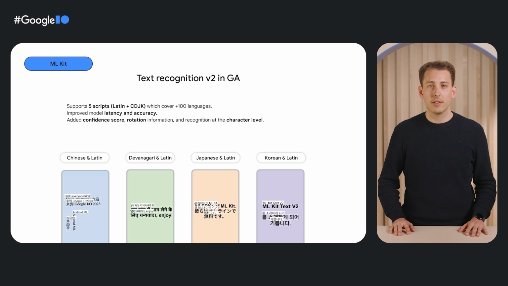You can now get the confidence score, the rotation information, and recognition at the symbol or character level versus previously only at the word level. This can be useful, for example, in Chinese, where a character can be a word.